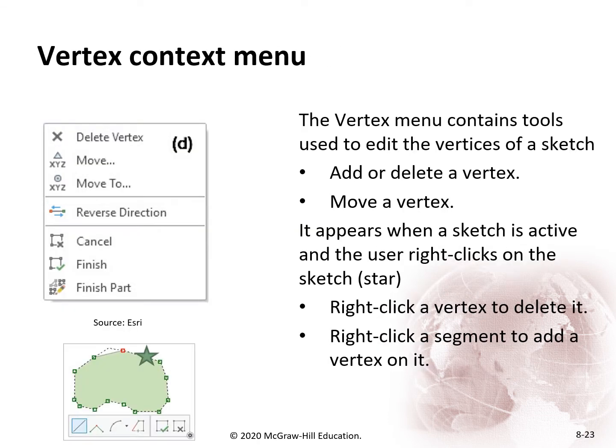The vertex context menu contains tools that allow you to edit vertices of a sketch. You can add them and delete them. You can move them. It appears when a sketch is active and the user right clicks on the sketch. So you right click on the star and other things pop up. Right click on the vertices to delete it. Right click on a segment to add a vertices to it. Pretty straightforward.